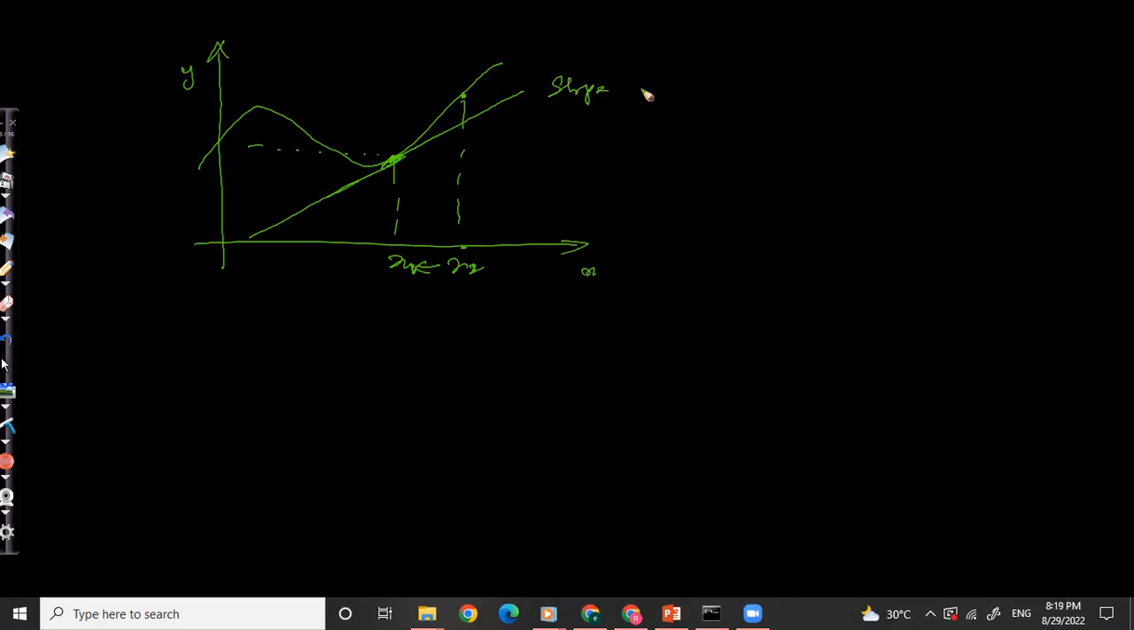Okay, slope of this line. It means the tangent of this line. Tangent of f of x. Okay, this is y is equal to f of x. So the tangent at this point.